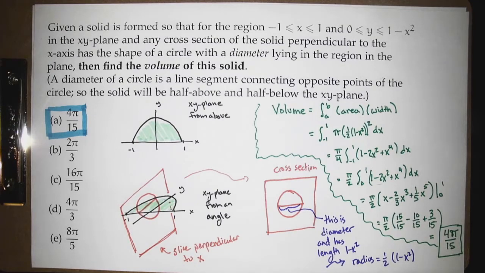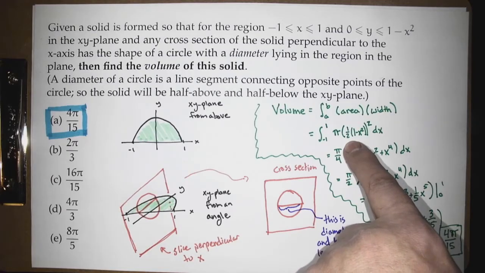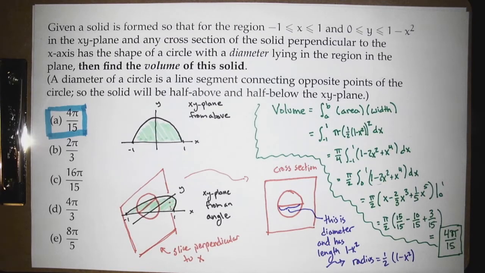Why is 16 pi over 15 very tempting? If you forget the half, you would have gotten 16 pi over 15. That's what it works out to. Now, I guess a quick question. Is this a volume of revolution? And why not? So is this a volume of revolution? That was my first question.